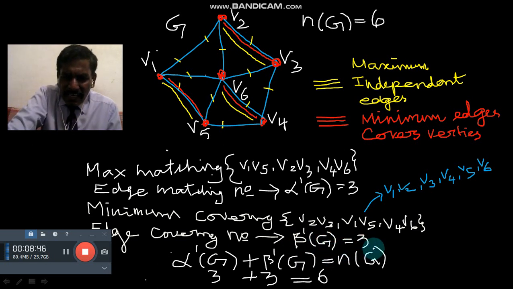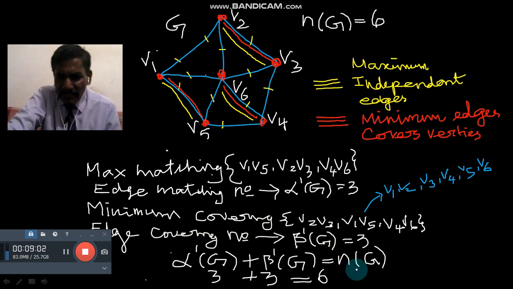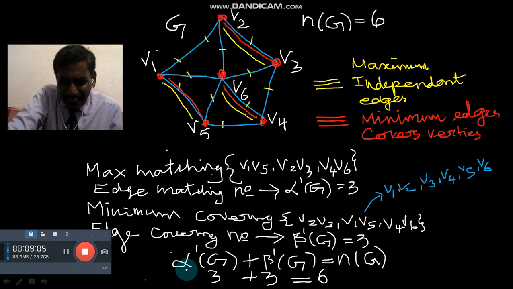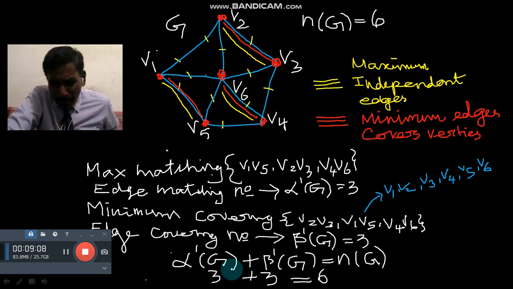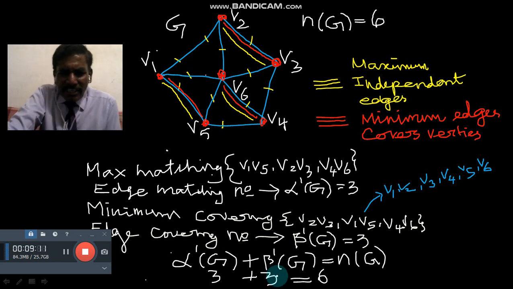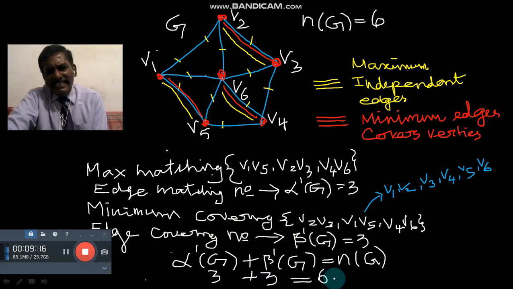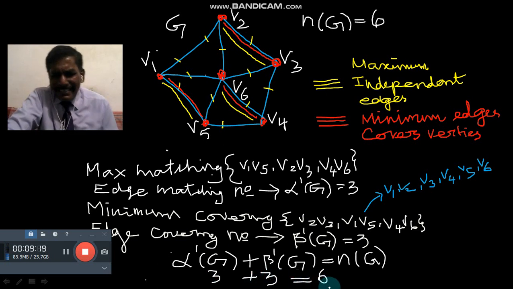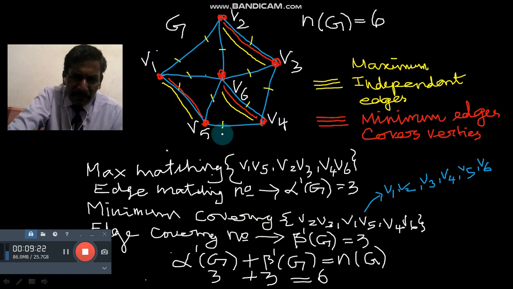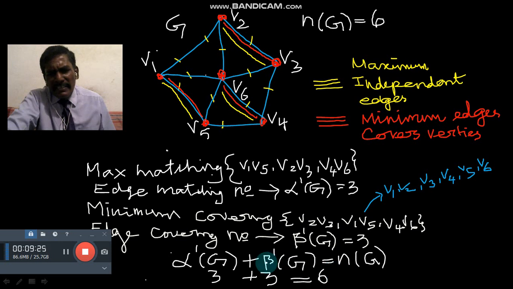Now, what we discover here is that the edge matching number plus the edge covering number is equal to the number of vertices in the given graph. The edge matching number is 3 here, plus the edge covering number is 3 here. If you find the total, it is exactly equal to the number of vertices here: v1, v2, v3, v4, v5, and v6. That's what we discovered here.